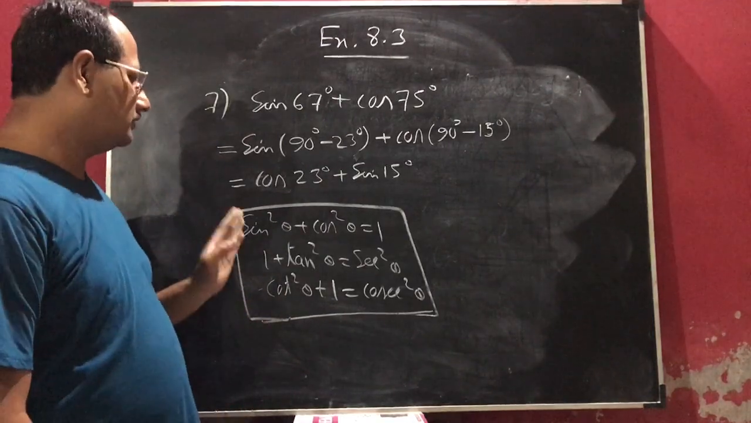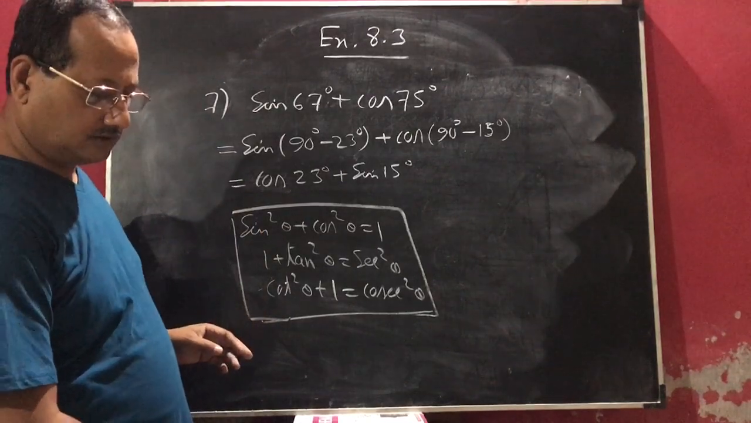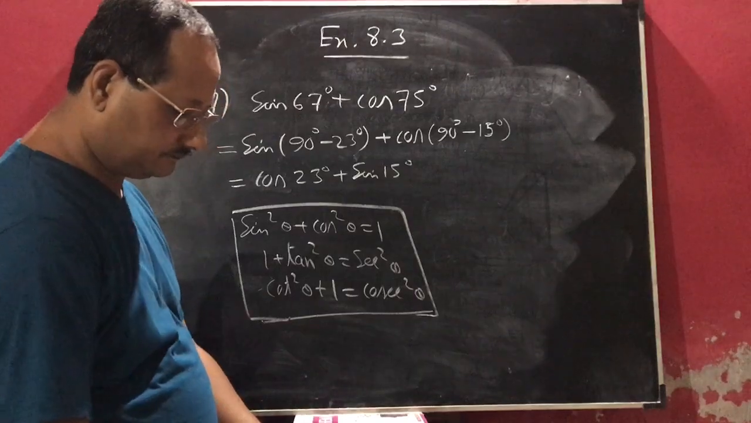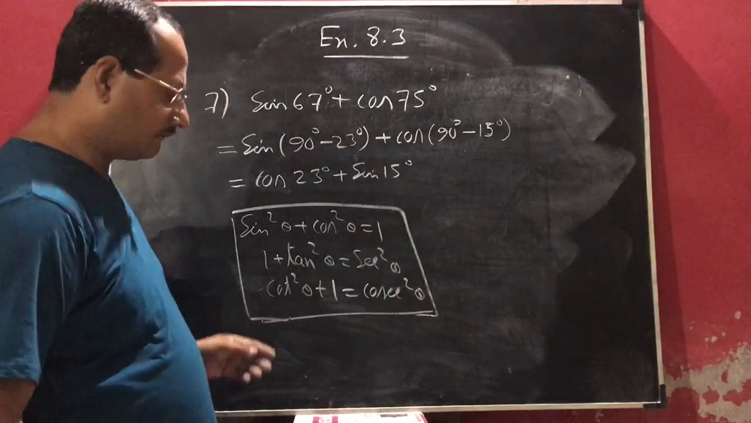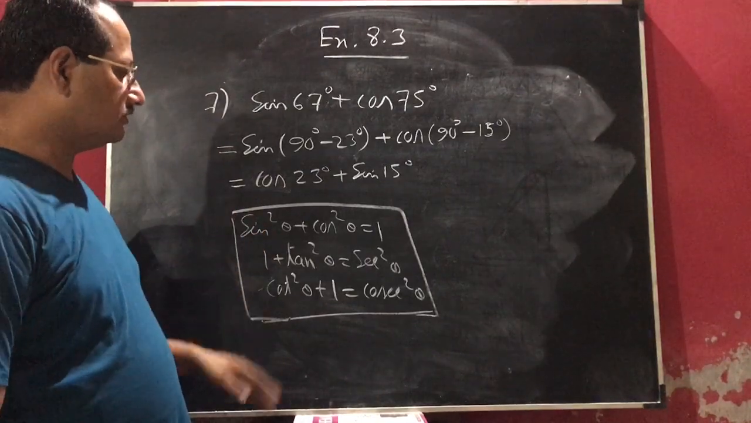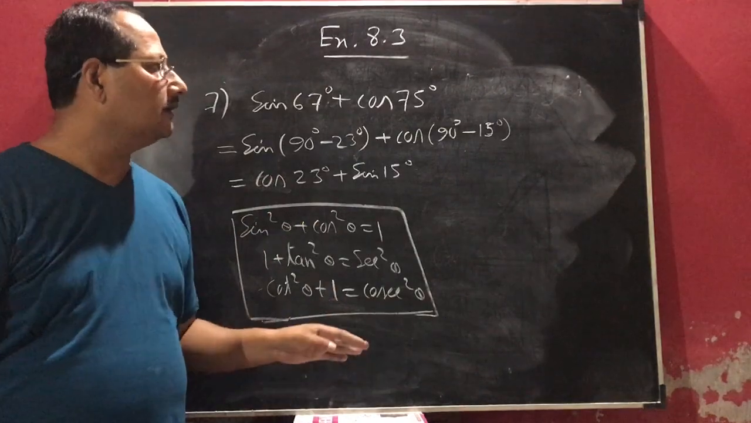Next class I will discuss these 3 identities. This is the last topic of the course. Next class I will discuss this. Okay? So I stop here.